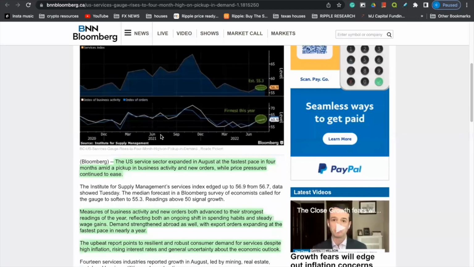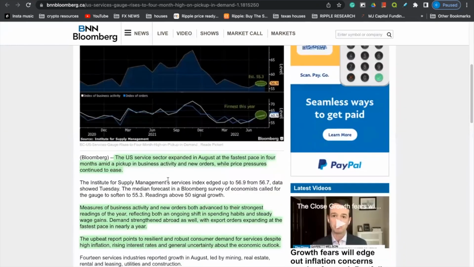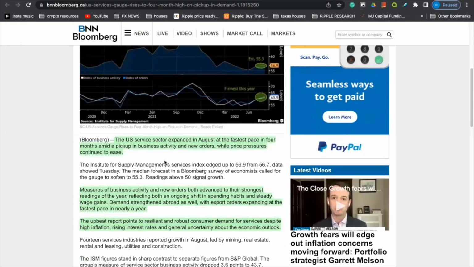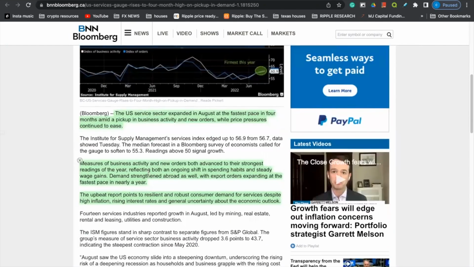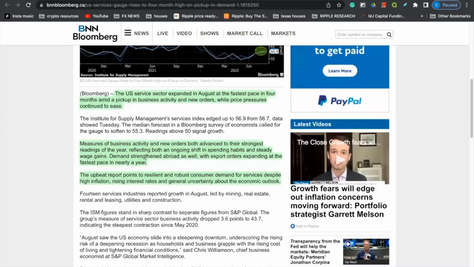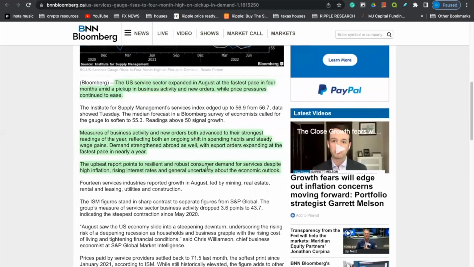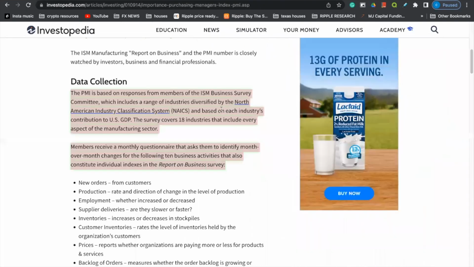Okay. Over here, we see another report. The U.S. service sector expanded in August at its fastest pace in 4 months amid a pickup in business activity and new orders. While price pressures continue to ease, measures of business activity and new orders both advanced to their strongest readings of the year, reflecting both an ongoing shift in spending habits and steady wage gains. Demand strengthened abroad as well, with export orders expanding at its fastest pace in nearly a year. The upbeat report points to resilient and robust consumer demand for services despite high inflation, rising interest rates, and generally uncertainty about the economic outlook. Okay, so that was another article right there. I'll link that in the description if you guys want to read that as well.